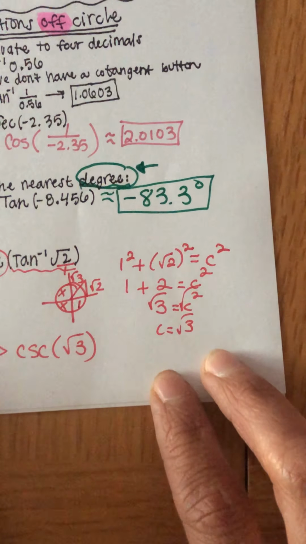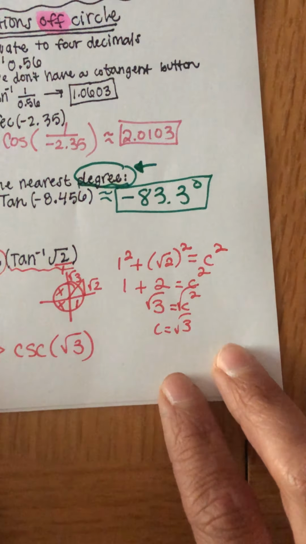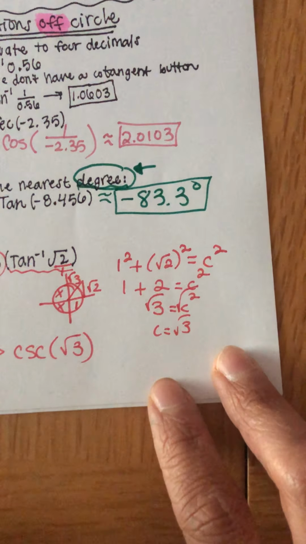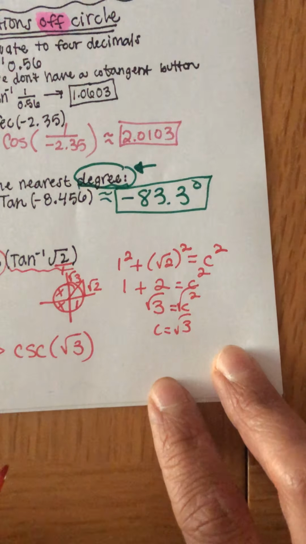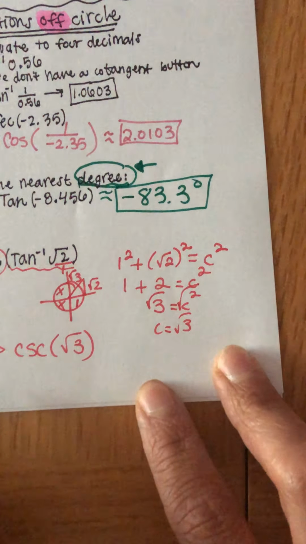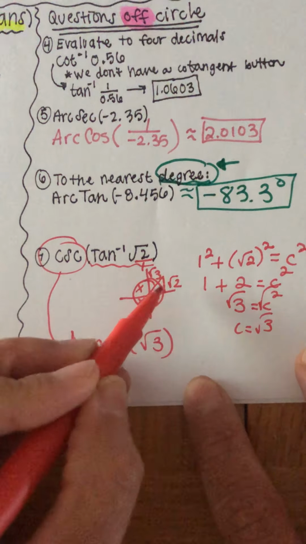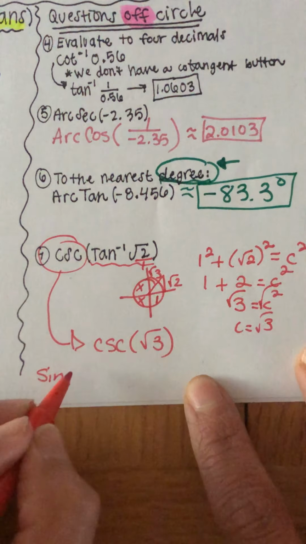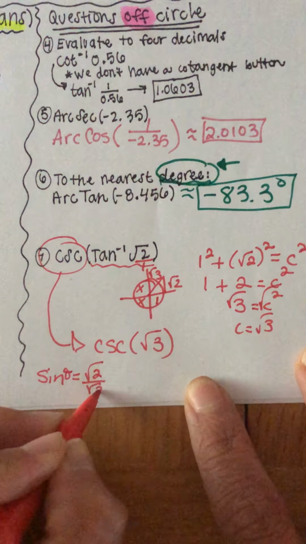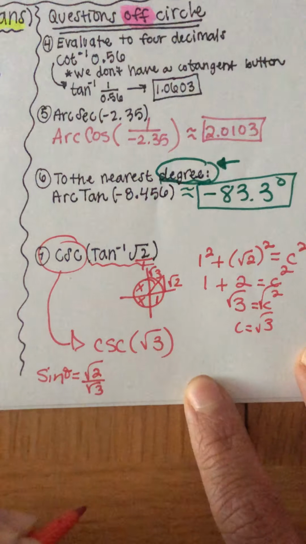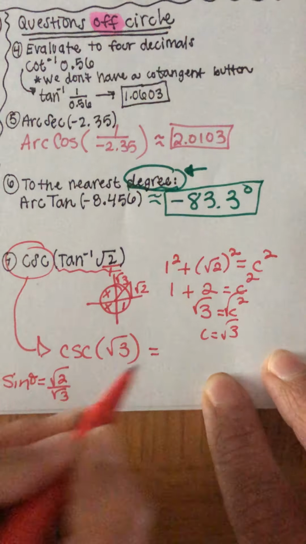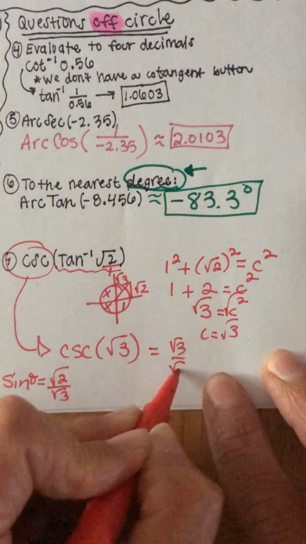Remember, it's off the circle, okay? And cosecant is the reciprocal of sine. So let's find the sine. The sine of this angle theta would be opposite over hypotenuse. That would be square root of 2 over square root of 3. Okay, so to find cosecant, that would be the reverse of that. So that would be square root of 3 over the square root of 2.